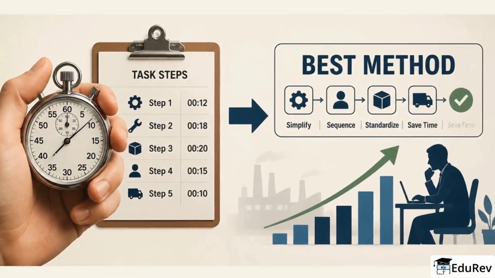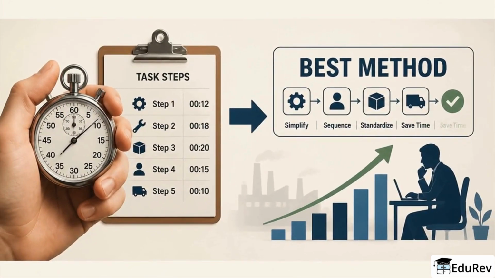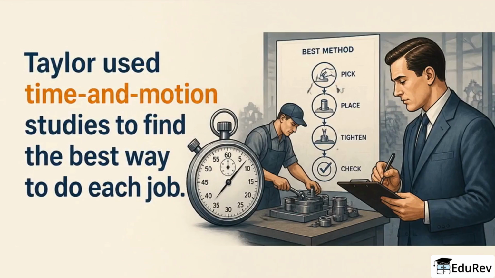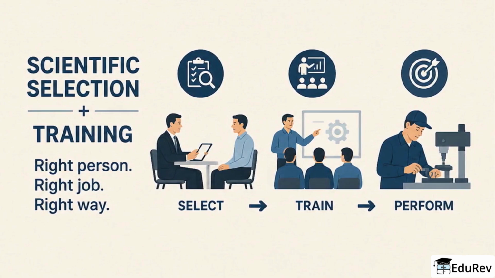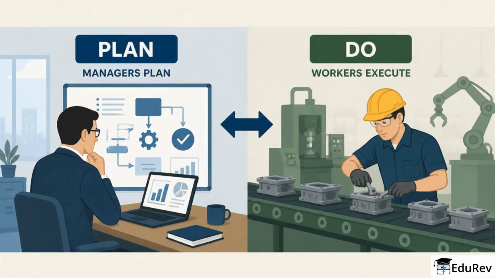Imagine timing each step of a task with a stopwatch and then designing the best possible method. Taylor used time and motion studies to identify the one best way to perform each element of a job. He also recommended scientific selection and training so the right person does the right job the right way. Another key idea was separating planning from doing. Managers plan, workers execute. So each side specializes.